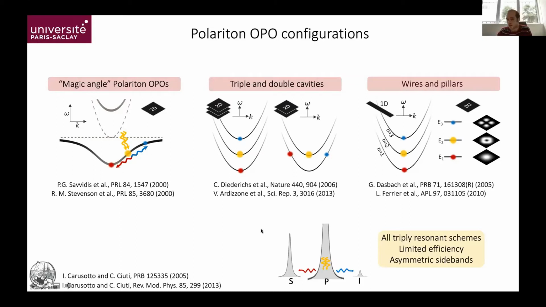And then other realizations have been done by further engineering the dispersion relation in double and triple cavities, but also, for instance, considering different subbands in 1D wires or equally spaced modes in 0D pillars. And the common denominator in all these implementations is the fact that all of these are triply resonant schemes. And unfortunately, they either show a limited parametric conversion efficiency or extremely asymmetric sidebands, in this way limiting the applicability for practical purposes and hindering the correlation between the signal and idler fields.